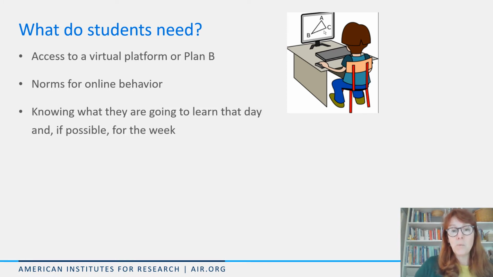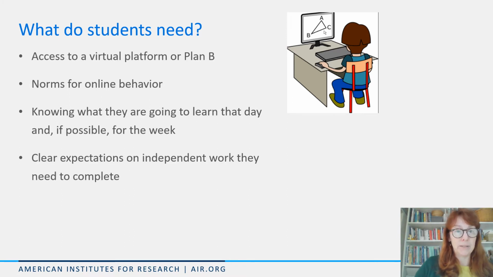Your students need to know what they're going to learn that day and, if possible, for the week. That way they're going to see how the mathematics connects. In classrooms, we often do discovery type lessons where we don't necessarily want to put that out there at the beginning, but you're going to be doing a lot more direct instruction in a virtual environment. So it's going to be helpful for your kids to know exactly what they should be learning on that particular day or lesson.